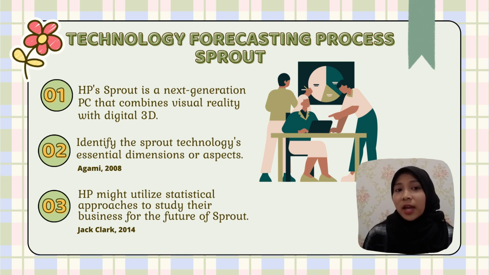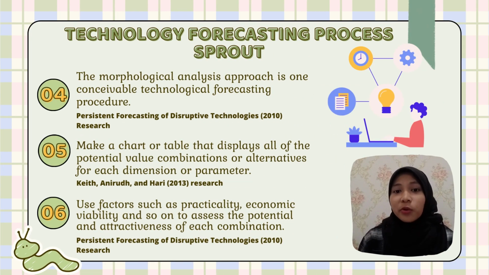As for the next step, HP might utilize a statistical approach to study their business for the future of Sprout by utilizing the technology forecasting model when several years of data for a product or product line are available and correlation and trend are both evident and somewhat steady. Next, HP also needs to employ a normative forecasting technique. The morphological analysis approach is one conceivable technological forecasting procedure for Sprout that HP might apply.